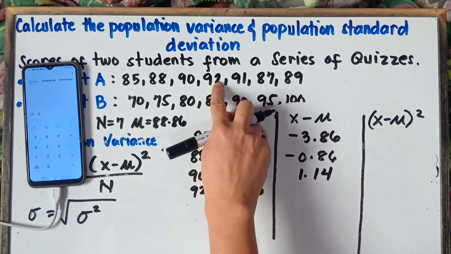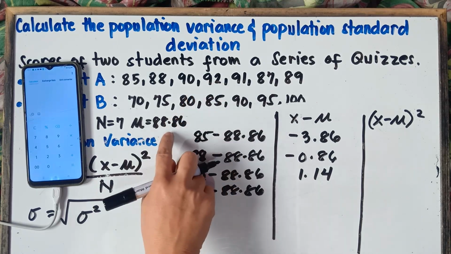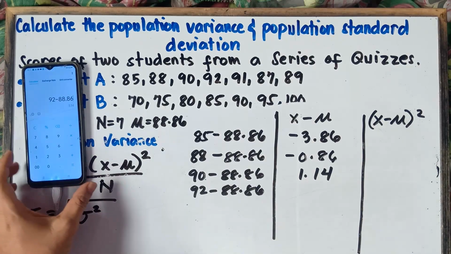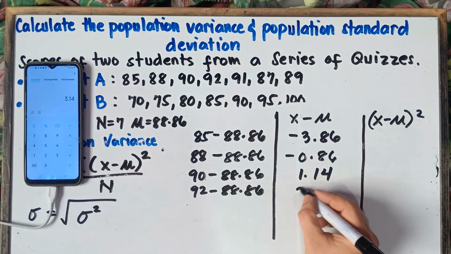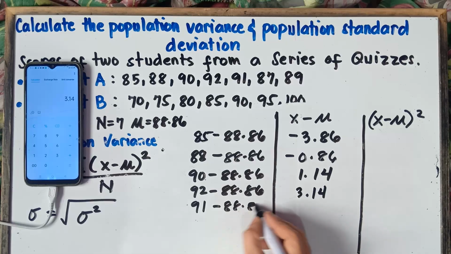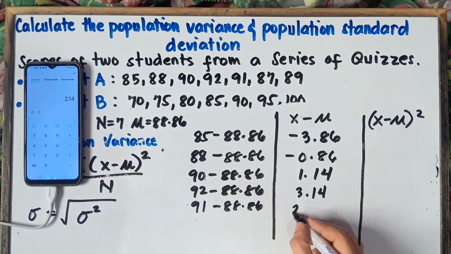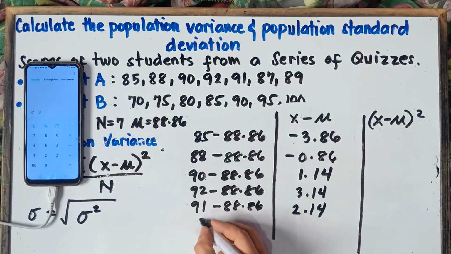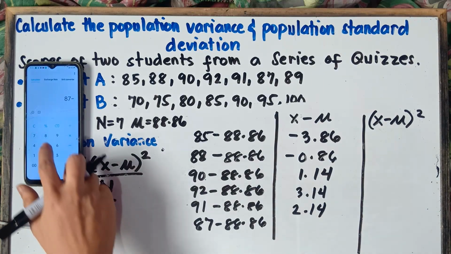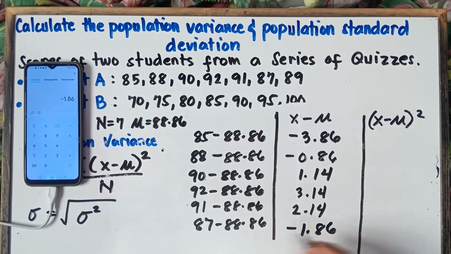Alright, and then 92 minus 88.86, the sample minus the population mean. Alright, and that would be equal to 3.14. 91 minus 88.86 is equal to 2.14. 87 minus 88.86 will be equal to negative 1.86.